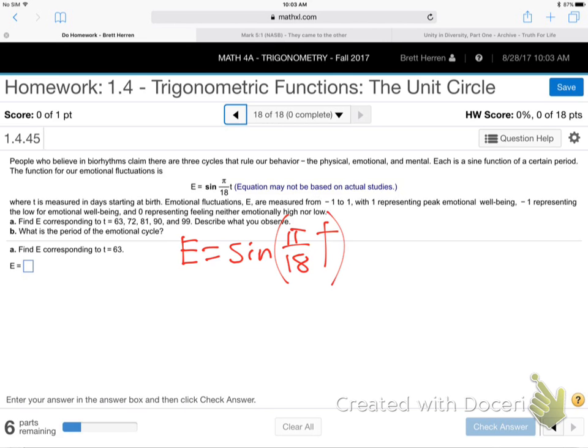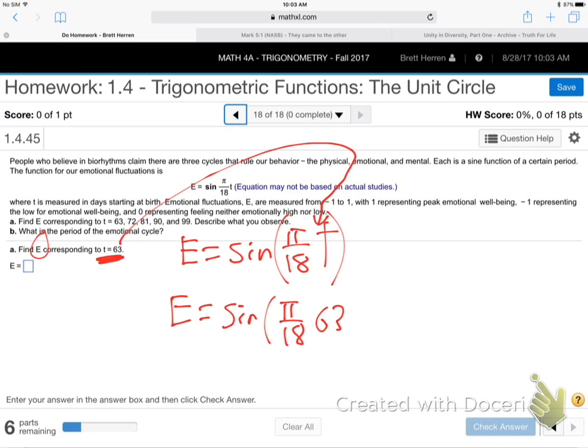And then they're saying, look, when t is 63, find e. So just take your calculator and just put in 63 right there. You guys have your calculator? Pi over 18 times 63. Like that, just plug in 63 for t. Hit the buttons on the calculator. Is it radian mode or degree mode? There's no degree symbol, so that's radian mode, right?